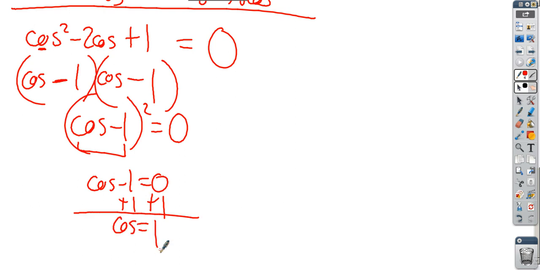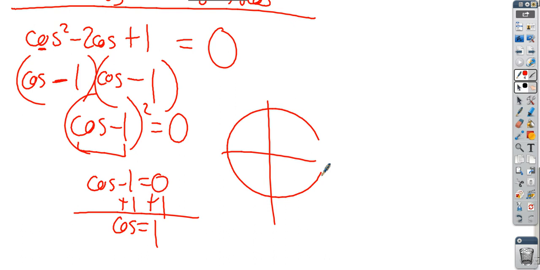Cosine equals 1. Cosine is the x-coordinate. Where does the x-coordinate equal 1 on the unit circle? Because that's what we're looking for. The x-coordinate equals 1 only right here, only at 0. So that means theta is equal to 0 degrees. So all of that work just to show that theta equals 0.